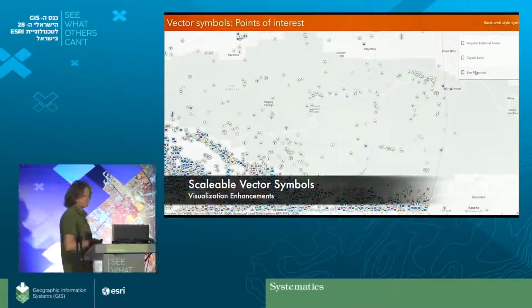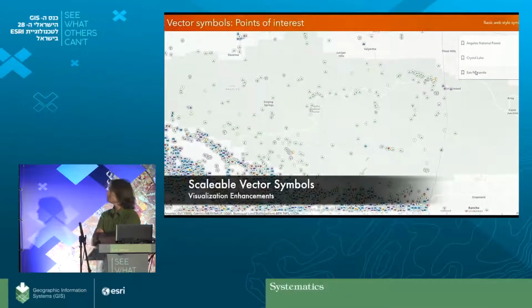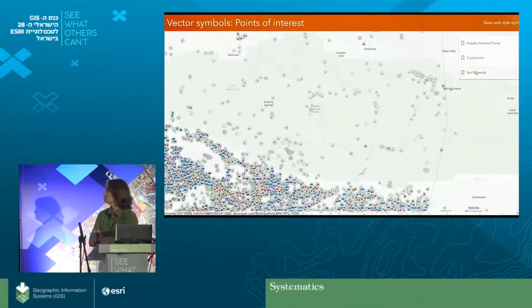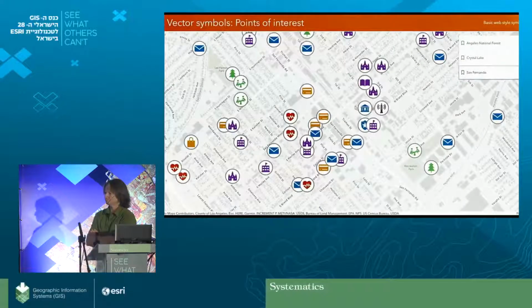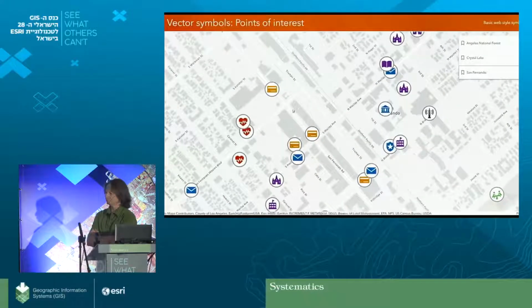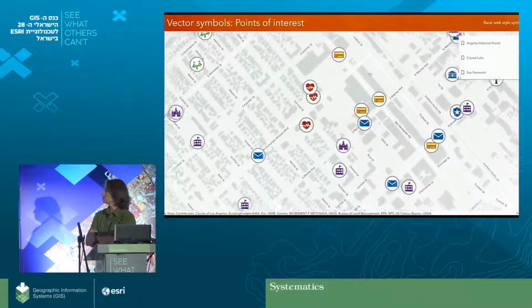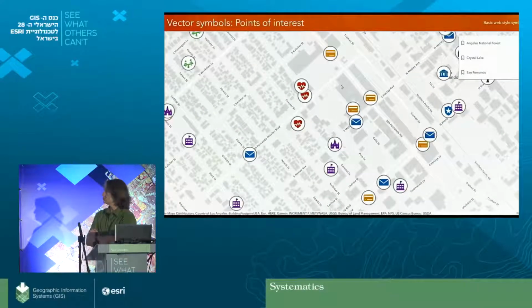I'm going to start by talking to you about vector style symbols for 2D. Now this is a very simple application, just showing points of interest. But as I zoom in, you can see these symbols remain crisp and beautiful, regardless of the scale. And that's because they're vector symbols.